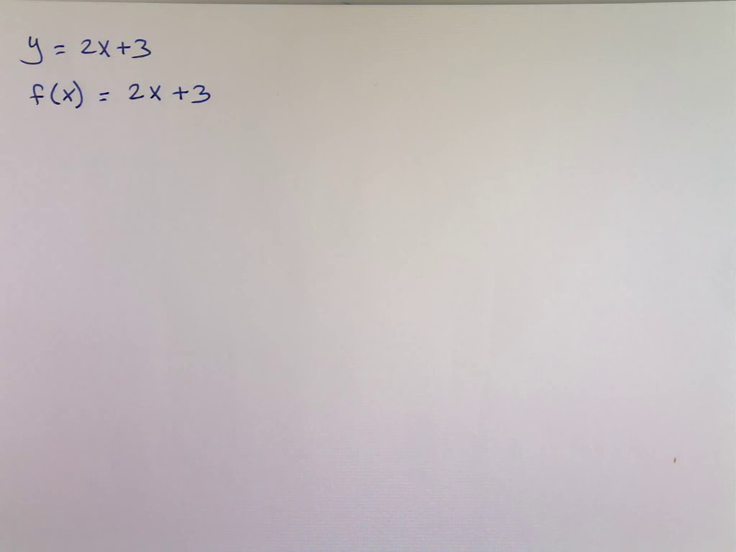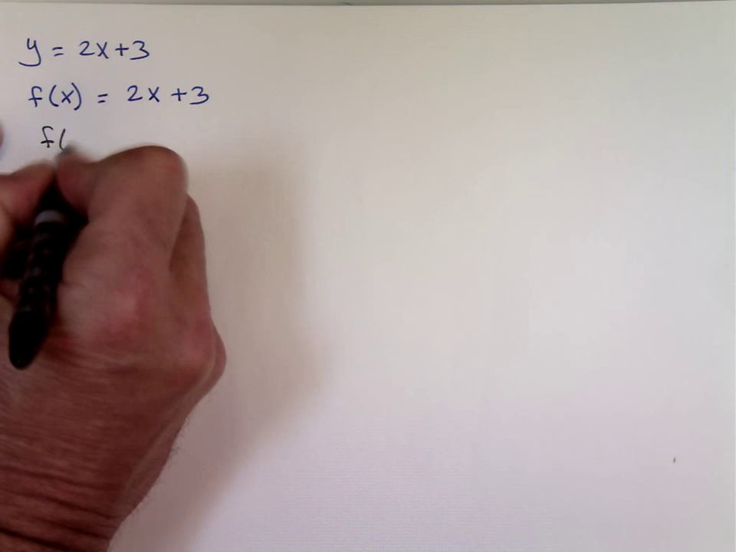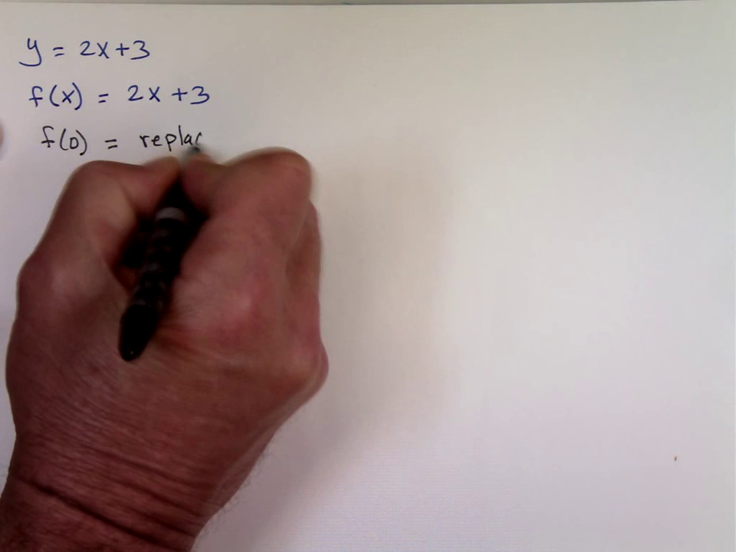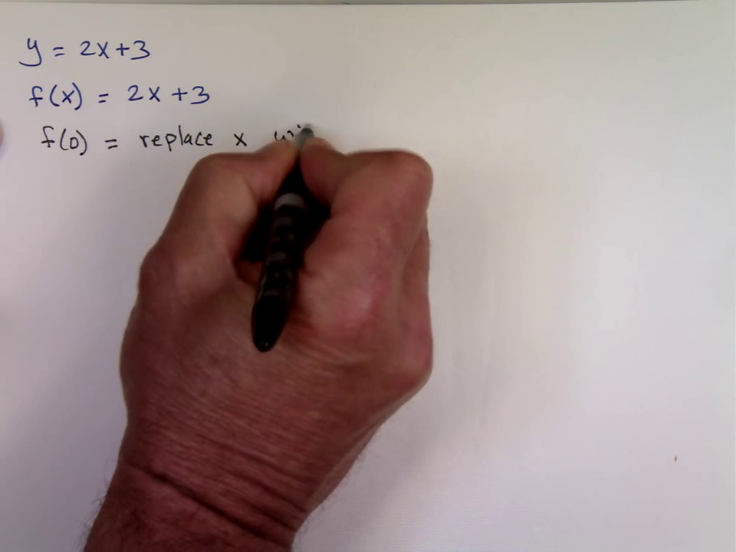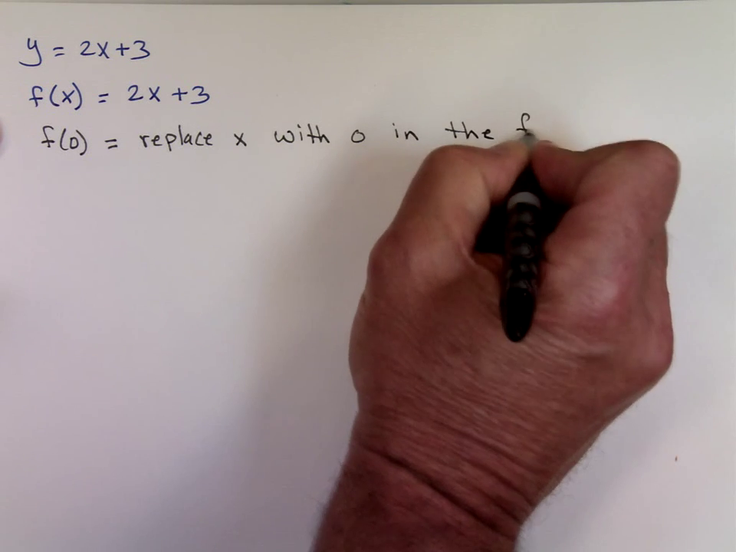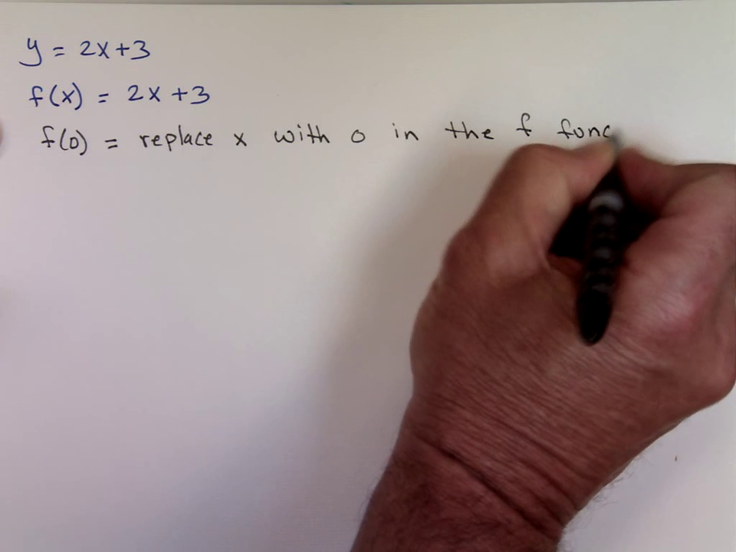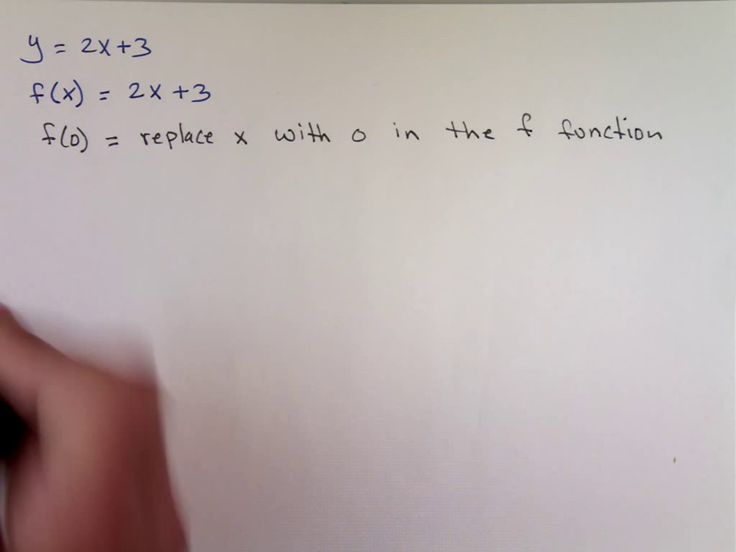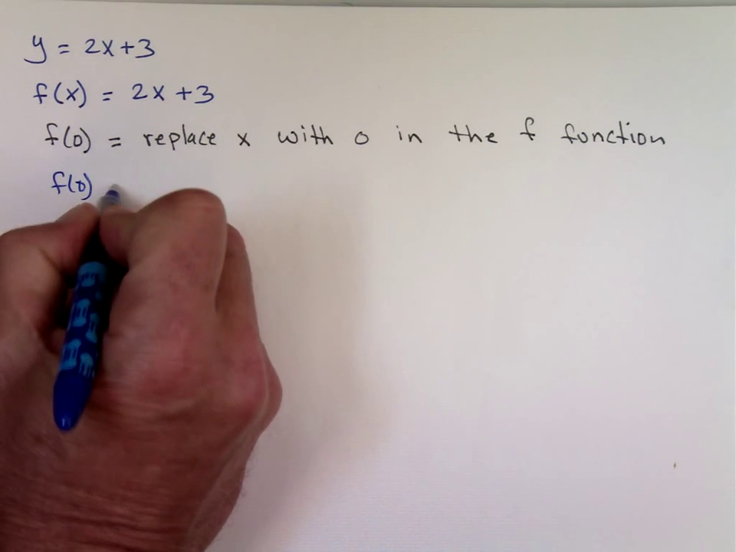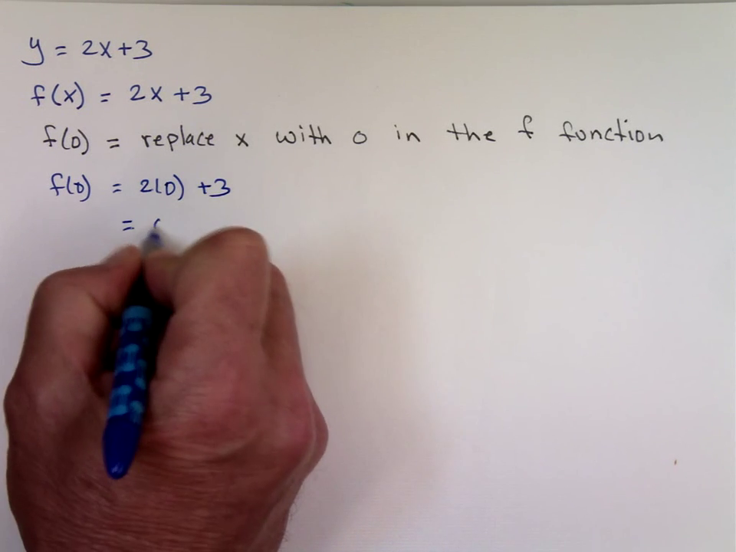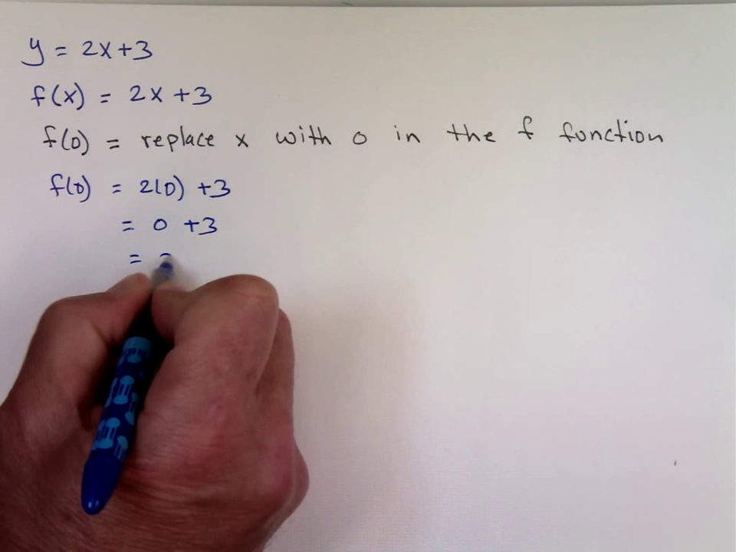And the nice thing about that notation is that I can ask you what is f of 0. And when you see that, that says replace x with what? With 0 in the f function, because you might have more than one function, or the f expression. So f of 0 here becomes 2 times 0 plus the 3. What's 2 times 0? 0 plus 3, which is what? 3.